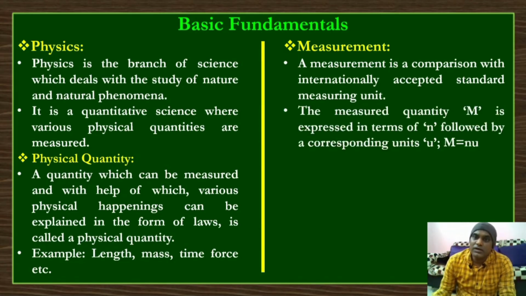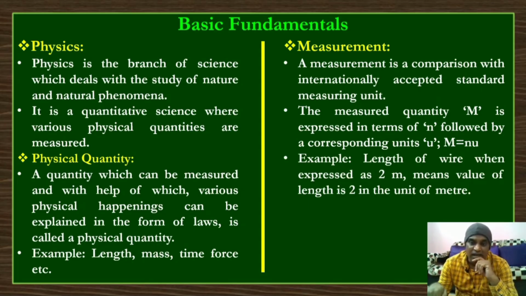Suppose, for example, a measured quantity is m, and it is expressed in n terms, followed by its units. That can be described as m = n × u. m is some physical quantity, n is its measured value, and u is its unit. In this format, every physical quantity is represented, or we can say measured.